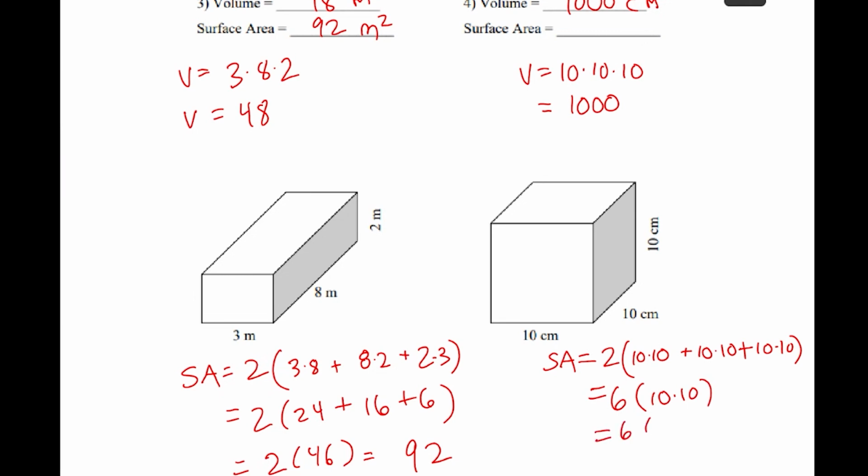10 by 10 is 100. 6 times 100 is going to be 600. So the surface area is 600 square centimeters.